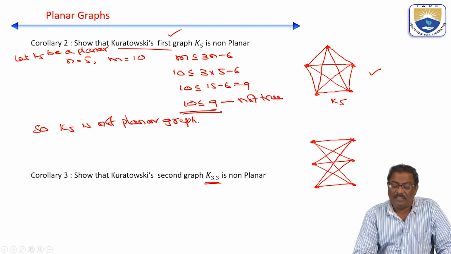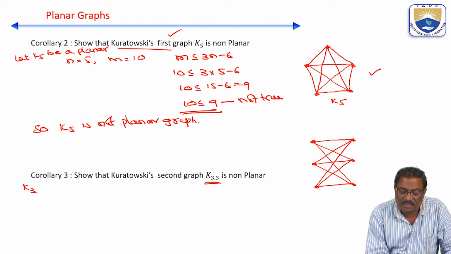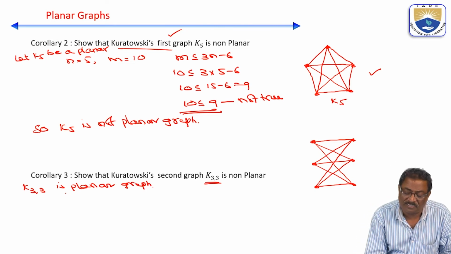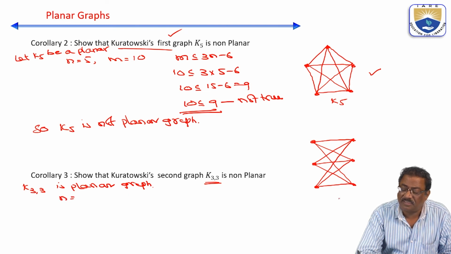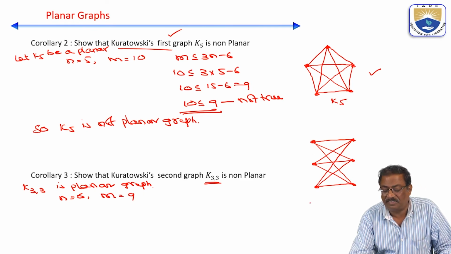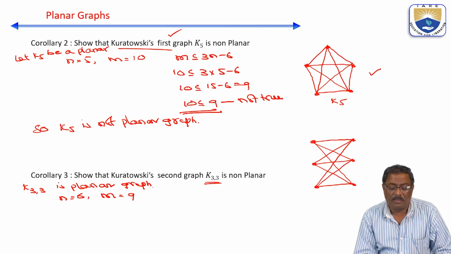So suppose we take K33 as a planar graph. If it is a planar graph, how many vertices does it have? The number of vertices is 6 and the number of edges is 9. So this is 3, this is 3, this is 3. So the number of vertices is 6 and the number of edges is 9.